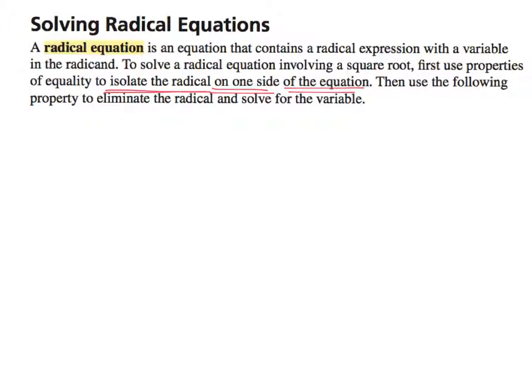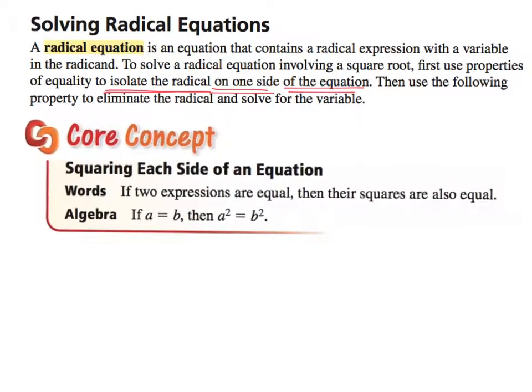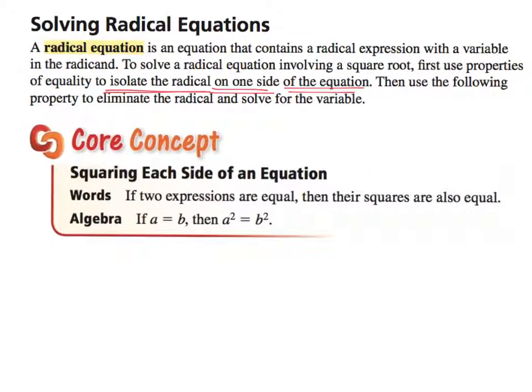So notice that one key thing. You must isolate the radical. Remember, you can do whatever you want to either side of the equation. So if you had an equation where a equals b, you can square both sides. They're equal. So if two expressions are equal, then their squares are also equal.